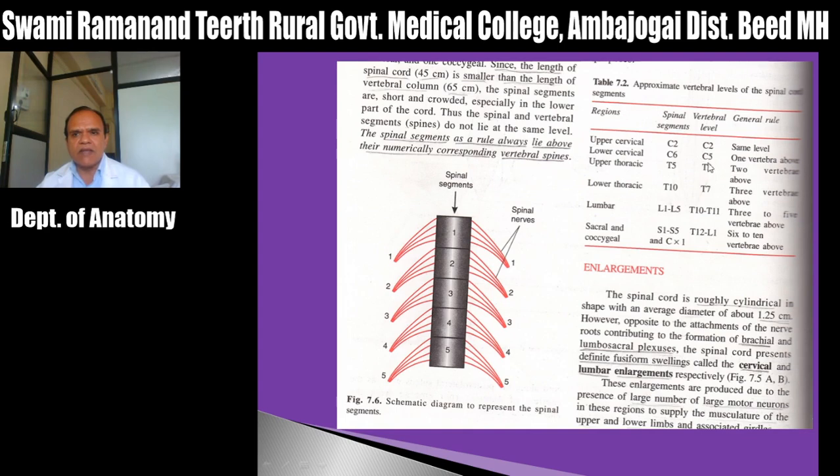So it is given at the level of C5. Example is given: vertebra C5, segment is C6. Then for T1 to T6, we have to add 2. Here the example is given T3, so you have to add 2 to get T5.